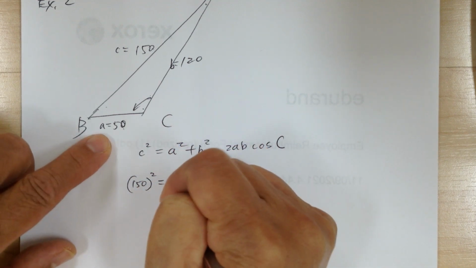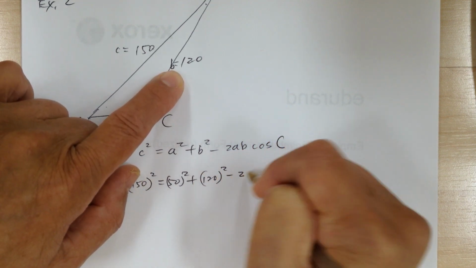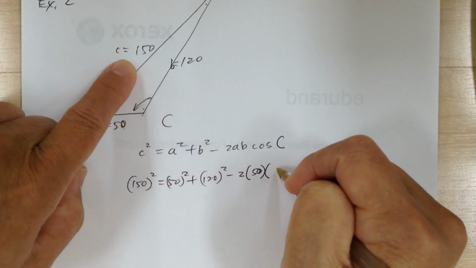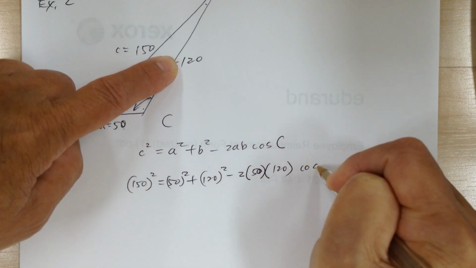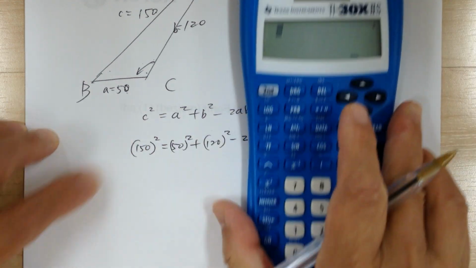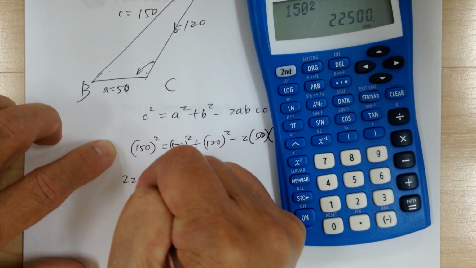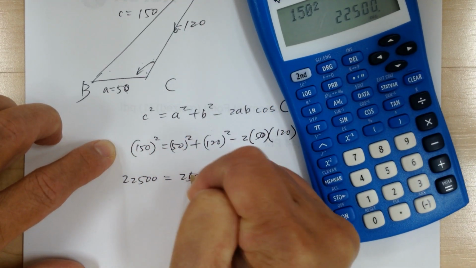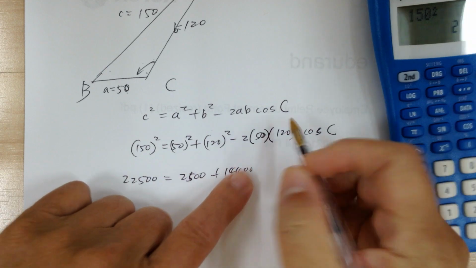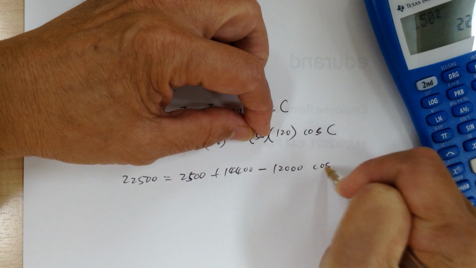So you got 150 squared equals 50 squared plus 120 squared minus 2 times 50 times 120 cosine of C. Okay, so let's work out each part. 150 squared, so you got 22500. This one is plus 14400. Now this would be 100 times 120, so it would be minus 12000 cosine of C.